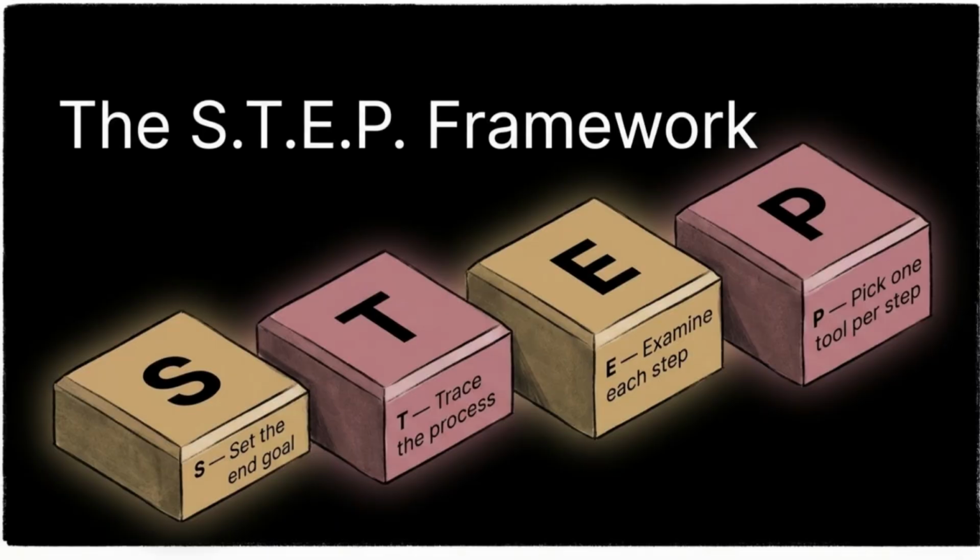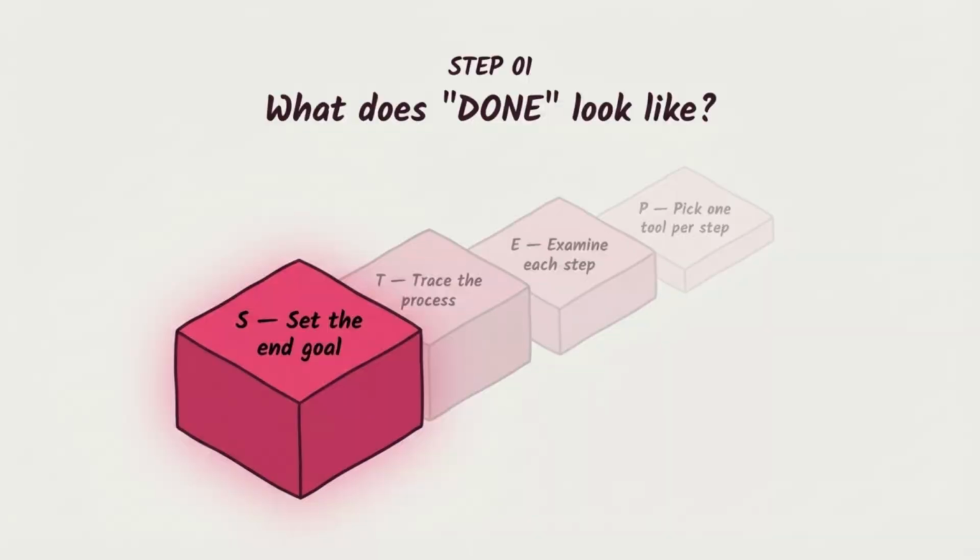STEP stands for S, set the end goal, T, trace the process, E, examine each step, and P, pick one tool per step. That's 4 steps. You work through them in order, and when you do, you start making real progress. So let's go through each one.